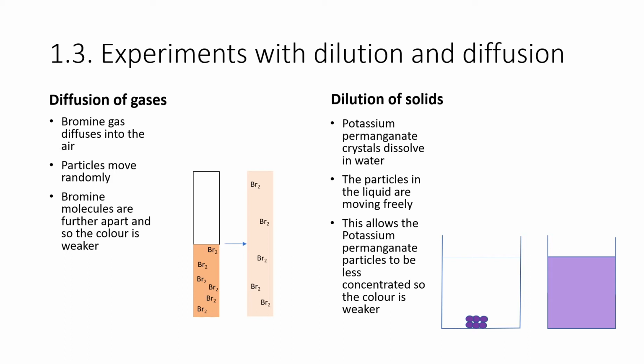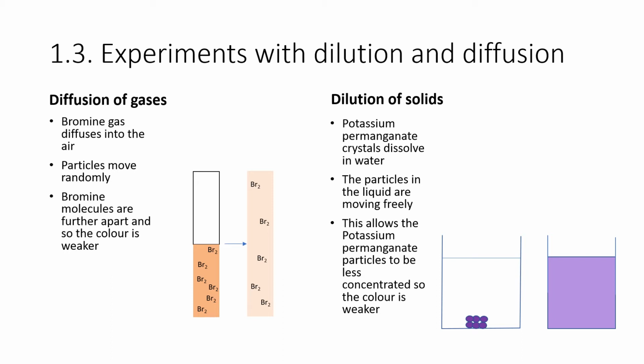Here, on the left, we have bromine gas, which is Br2, in a container. At the moment, all of the bromine molecules are trapped in the bottom half of the container, as you can see. There's a thin piece of plastic there holding it at the bottom. Now, since there are lots of bromine molecules close together in that lower part of the container, the colour of the gas is quite dark.